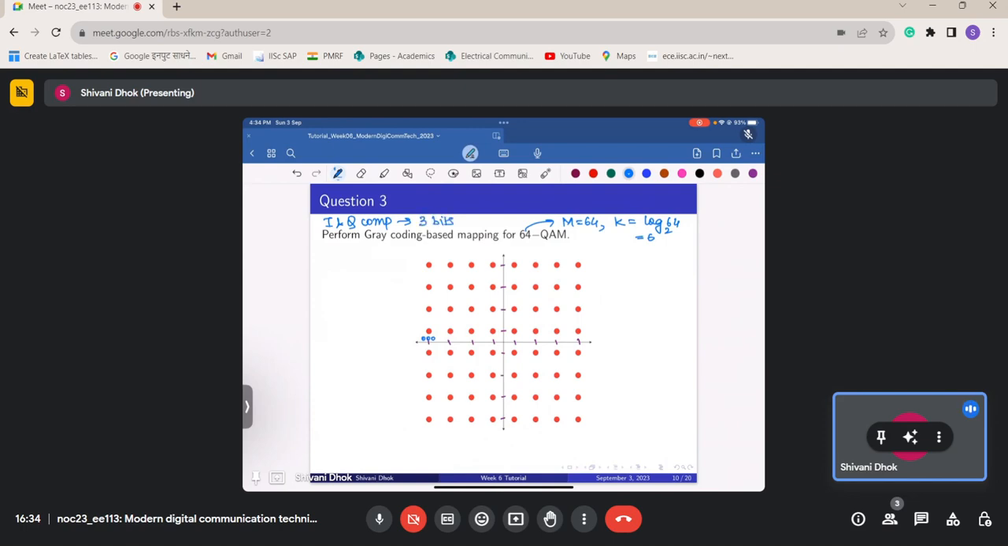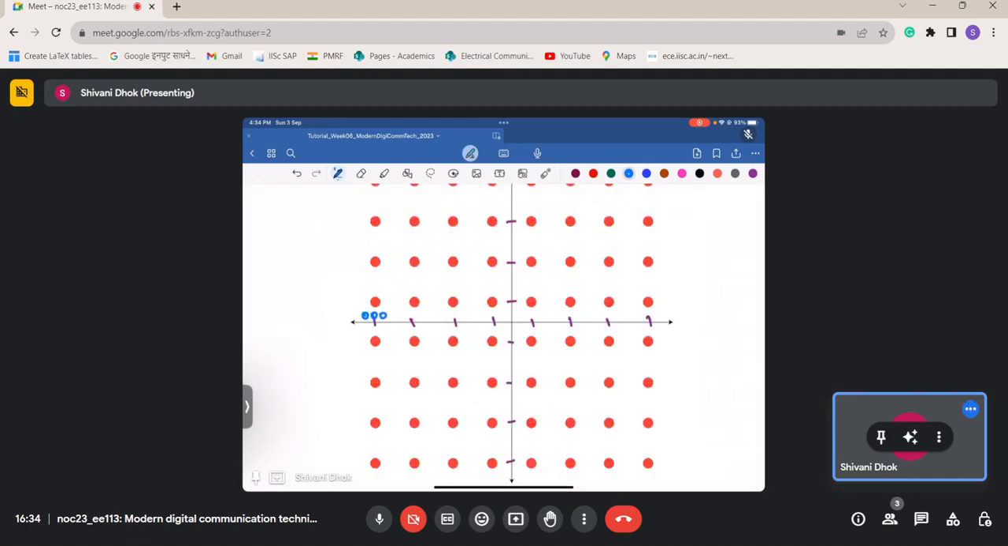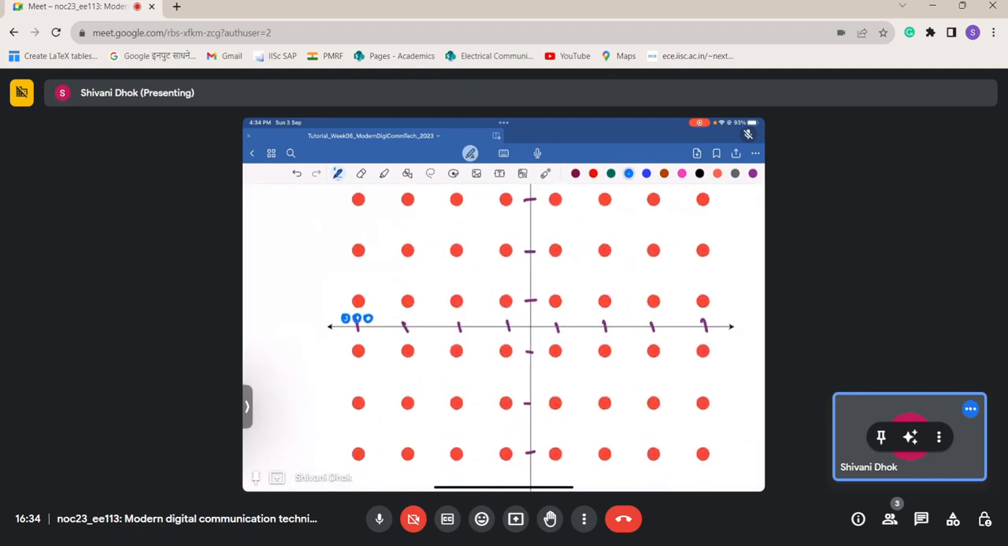So we need to do Gray coding corresponding to 3 bits along this horizontal and the vertical axis, that is the axis corresponding to f1(t) and f2(t), the in-phase and quadrature components. So for in-phase it is 000, then I have 001, then it is 011, then it is 010, 110, 111, 101, and 100.